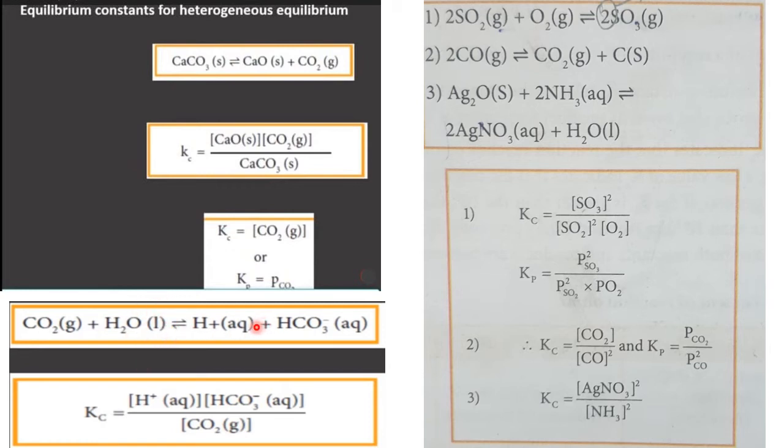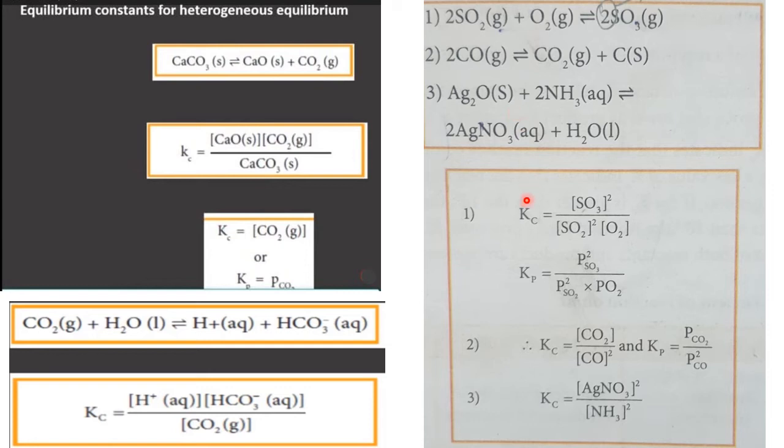Aqueous means in liquid form; water is a universal solvent. In that solvent some amount of some substance is dissolved. So that is aqueous. Aqueous is in liquid form, but some solid is dissolving, so it is called aqueous form. So only for pure liquid is the concentration constant, so the water concentration can be neglected. Then what is the Kc value? Kc is equal to the H plus concentration into the HCO3 concentration divided by the CO2 concentration.